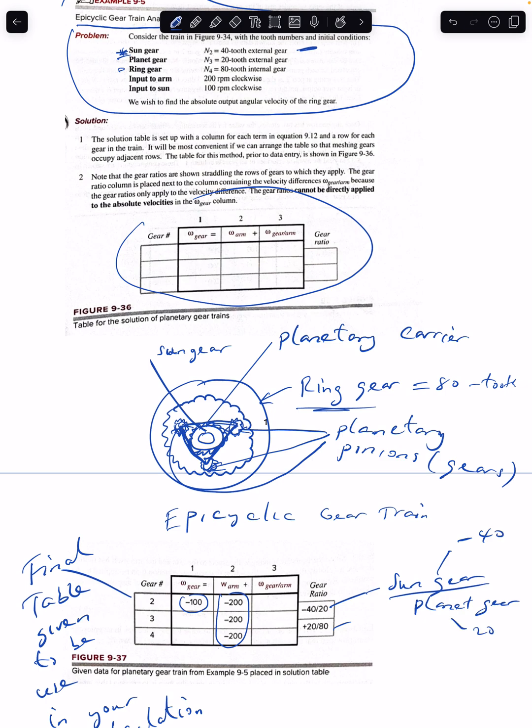And then the other ratio is the ring gear, which should be below, with respect to the planet gear. So this ratio is the planet gear over the ring gear.